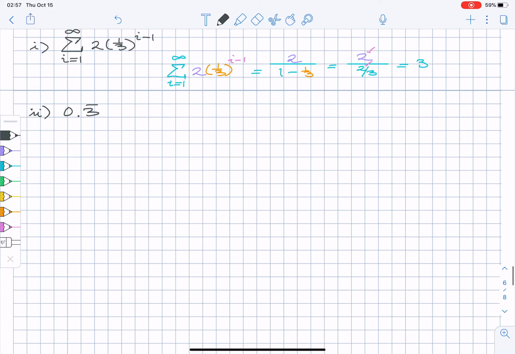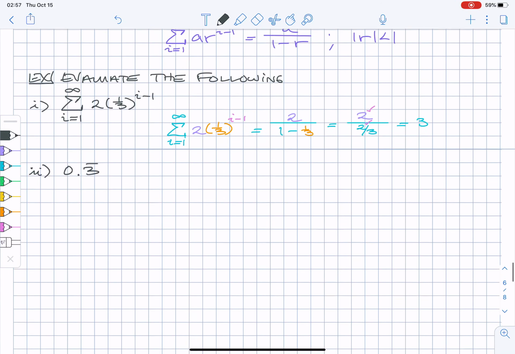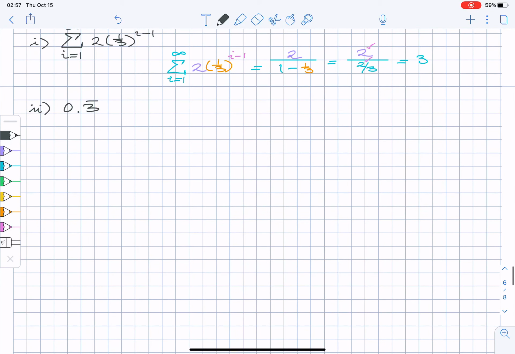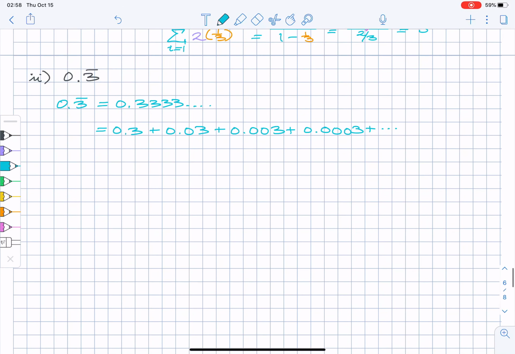Speaking of 3's, well, I thought we were doing infinite geometric series. Well, we are. I'm just being sneaky, because 0.3 bar is actually 0.3333, etc. And that's really 0.3 plus 0.03 plus 0.003 plus 0.0003 plus, forever and ever. Agreed? I'm just taking each place and writing it as its own term.